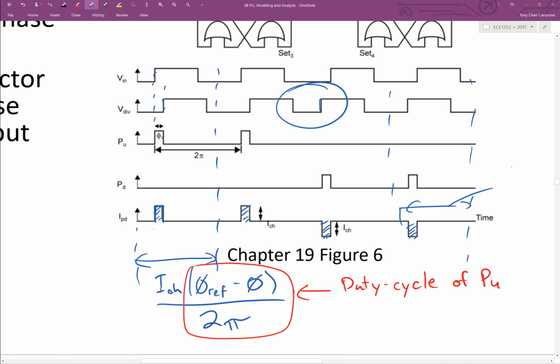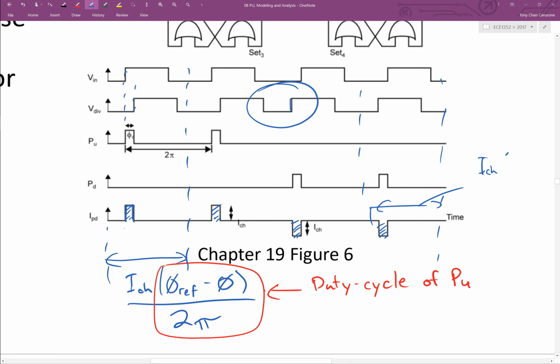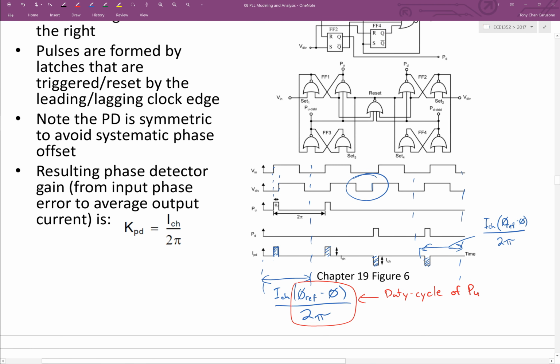You've got an output here that's negative ICH, but the phase difference here is now also negative, right? So the negative signs really cancel, and it's really got the same relationship. That's the average current over this window over here. So it means that we can say that the phase detector basically looks like this.